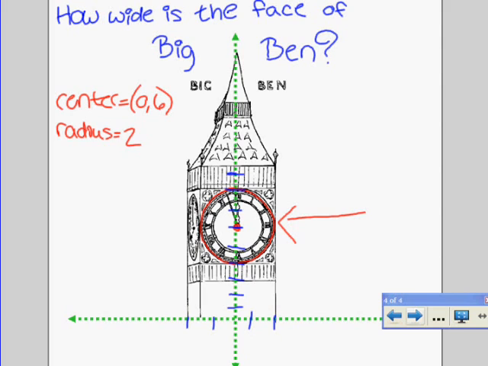Now to write the equation, since the h value is 0, you would just have x squared, and since the k value is 6, you would have y minus 6. You would have (y minus 6) squared, and since the radius is 2, you would square that, and it would be equal to 4.